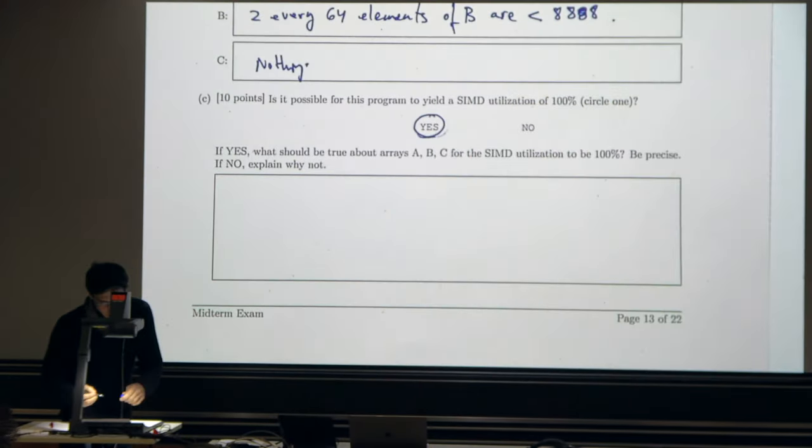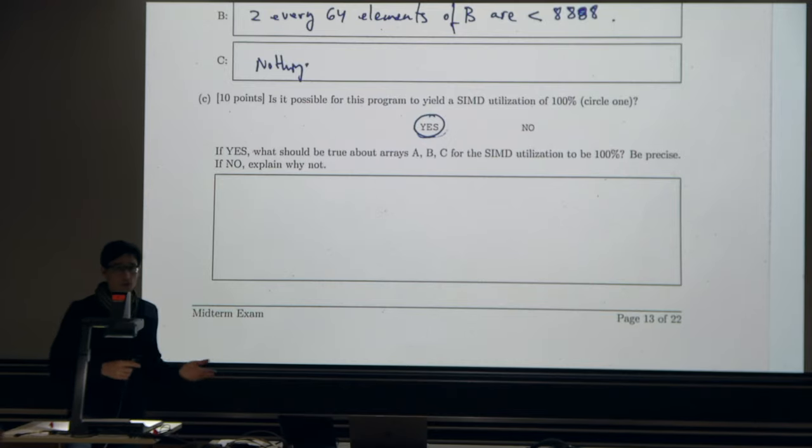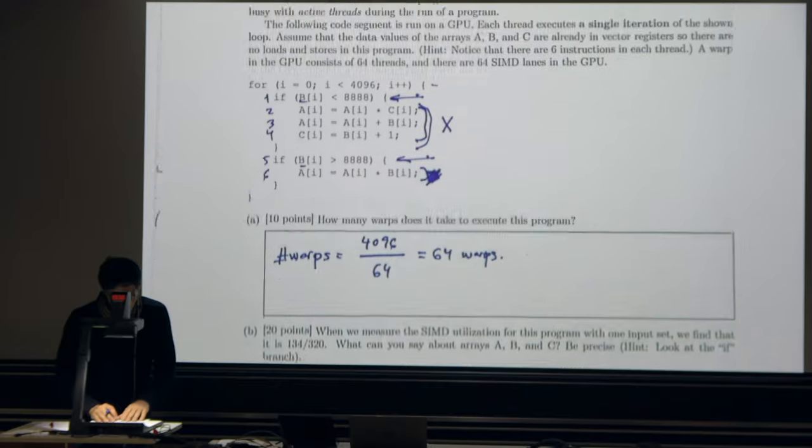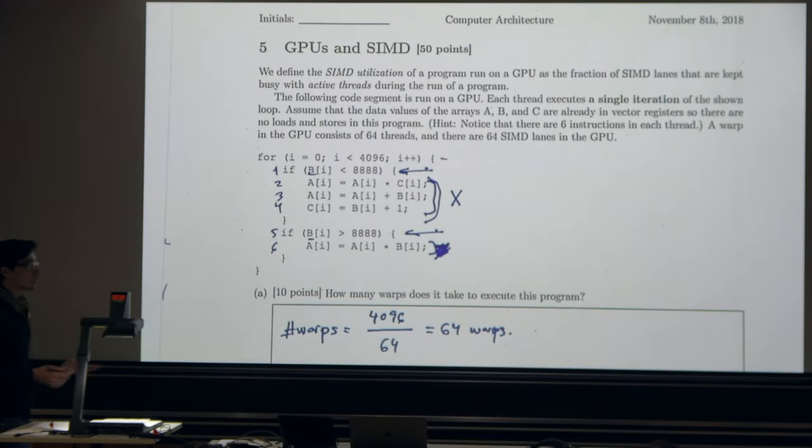And why is that? Because what it says is, what should be true about A, B, and C for this to happen? Again, we don't care about A and C, we care about B, same as in the previous part. And if you want to have 100% utilization, essentially what you need is that all the 64 threads of a warp always go through the same path. And for that there are 3 possibilities indeed.